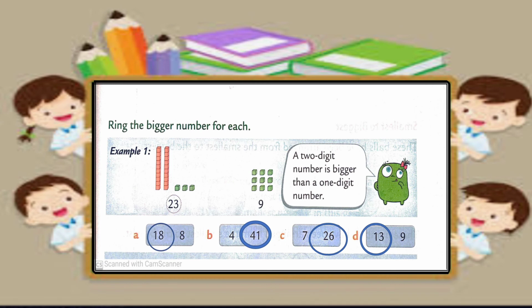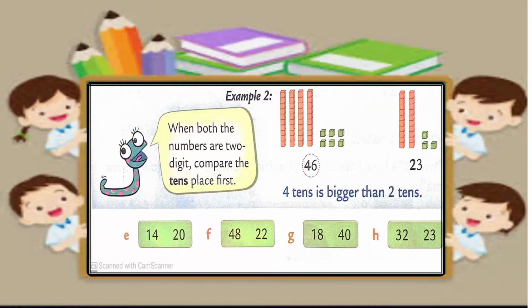Done everyone? Good. Example number 2, 46 and 23. When both the numbers are 2 digit, compare the tens place first. So 4 tens is bigger than 2 tens. So here we can say that 46 is the bigger number.